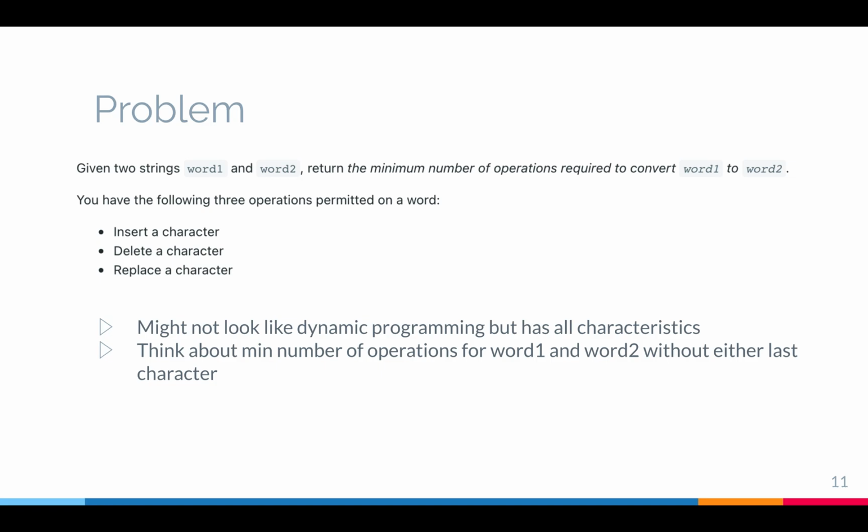The subproblems are basically word1 and word2 without either of their last characters. You can think of it as word1 without its last character compared with word2, or word1 compared with word2 without its last character, or both of them not having the last character.